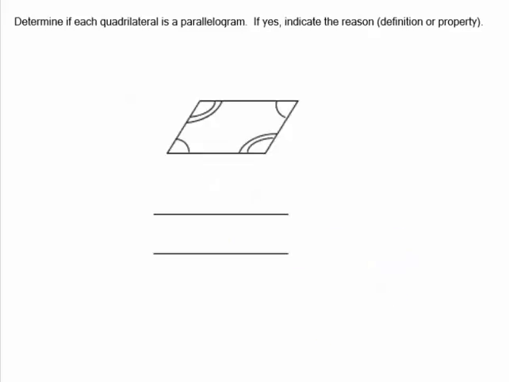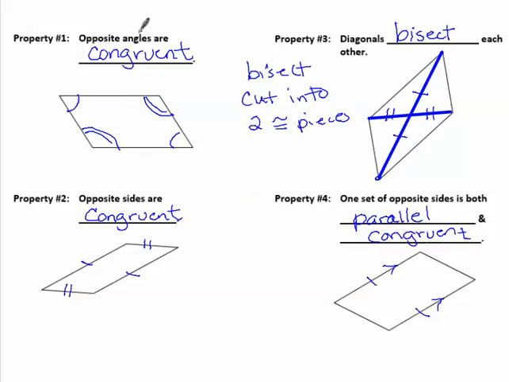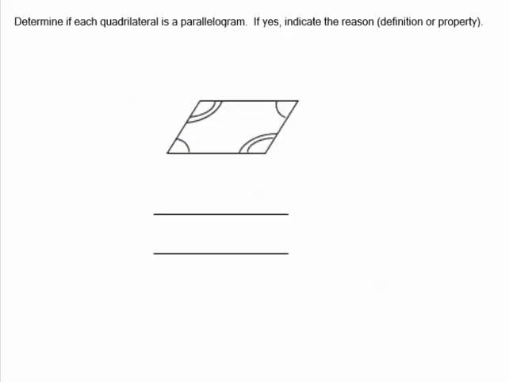So if I look at the next one, now I'm going to go back to my properties again, and does this look like any of these? I think it looks like property number 1 because I have hash marks on my opposite angles. So if I go back to this problem, my opposite angles are congruent. So is this a parallelogram? Yes. Why is it a parallelogram? Because my opposite angles are congruent. So now you can determine whether or not things are parallelograms. So try the next few problems.